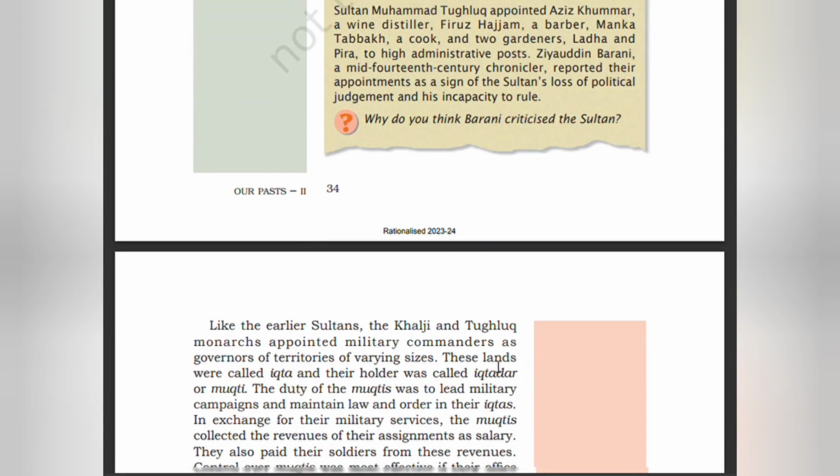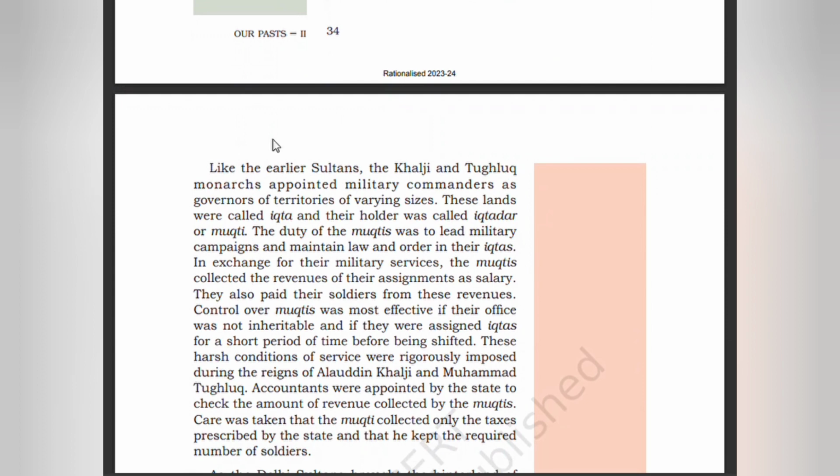his incapacity to rule. Like the earlier sultans, the Khalji and Tughlaq monarchs appointed military commanders as governors of territories of varying sizes. These lands were called Ikta and their holder was called Iktadar or Mukti. The duty of the Muktis was to lead military campaigns and maintain law and order in the Iktas. In exchange for the military services, the Muktis collected the revenue for their assignments as salary. They also paid their soldiers from these revenues.